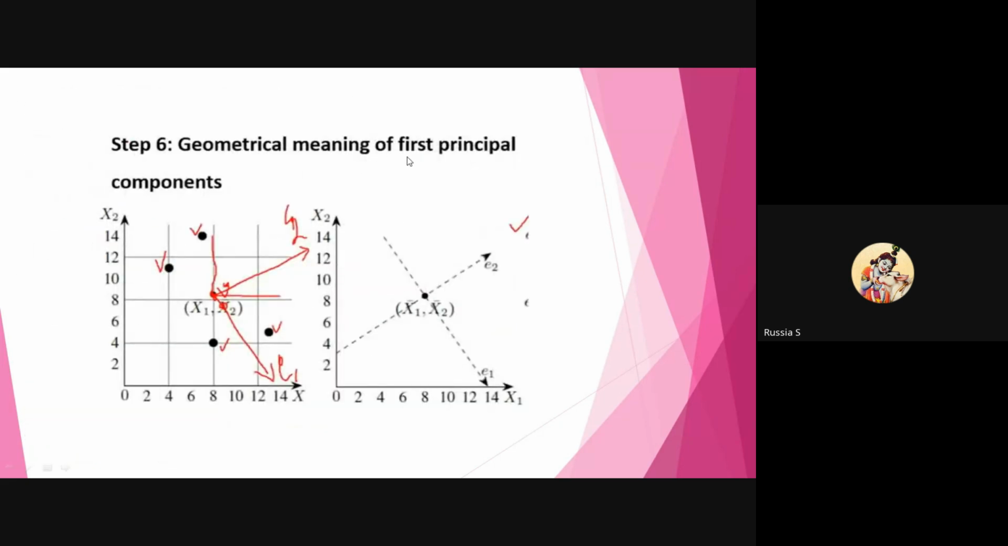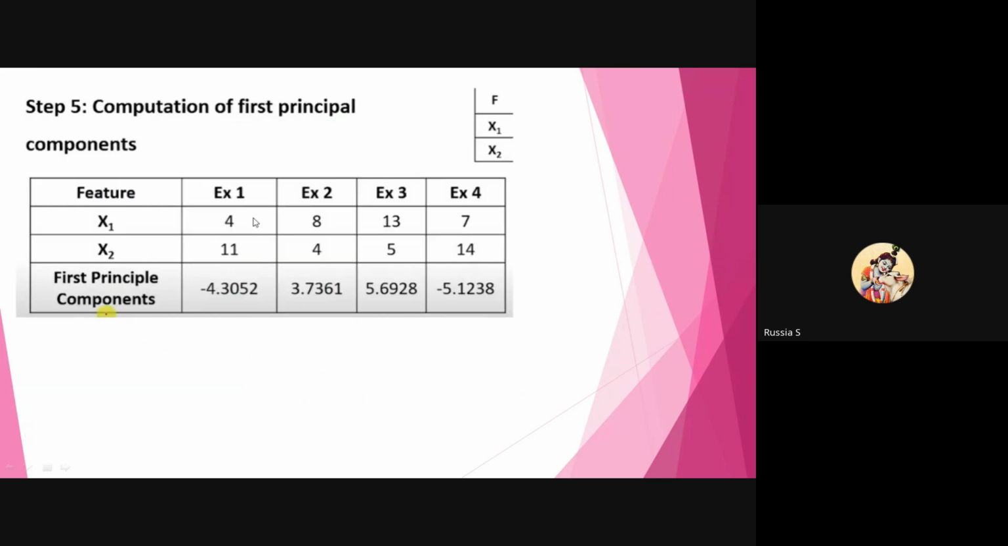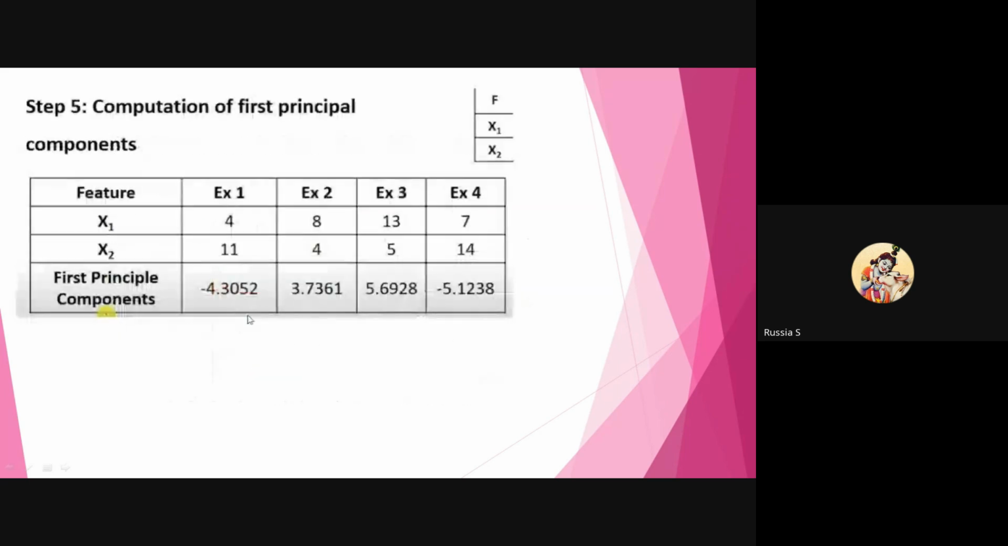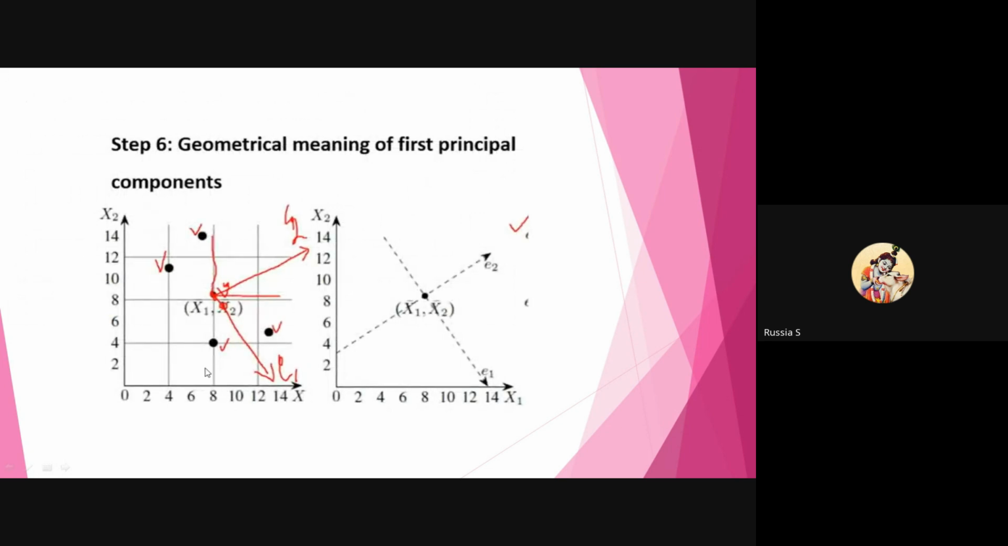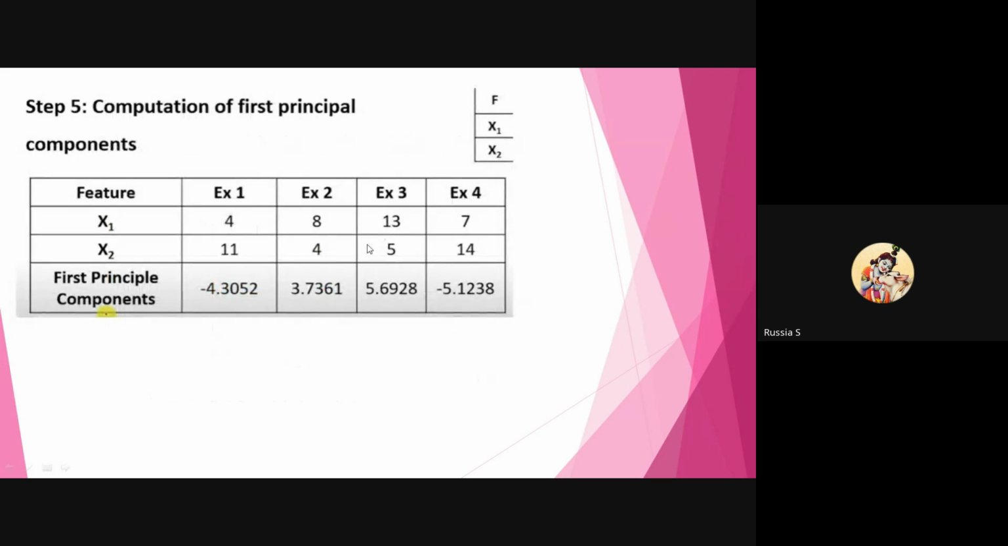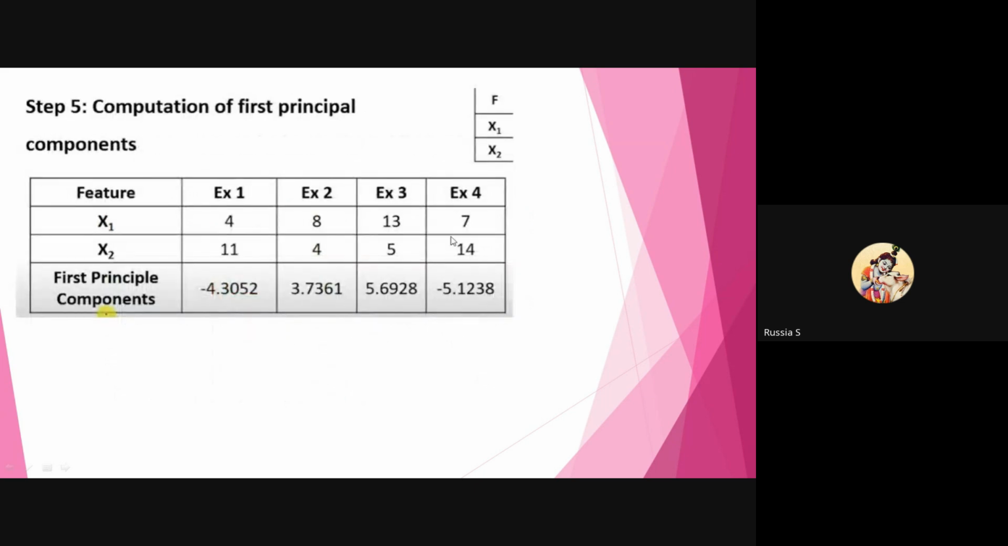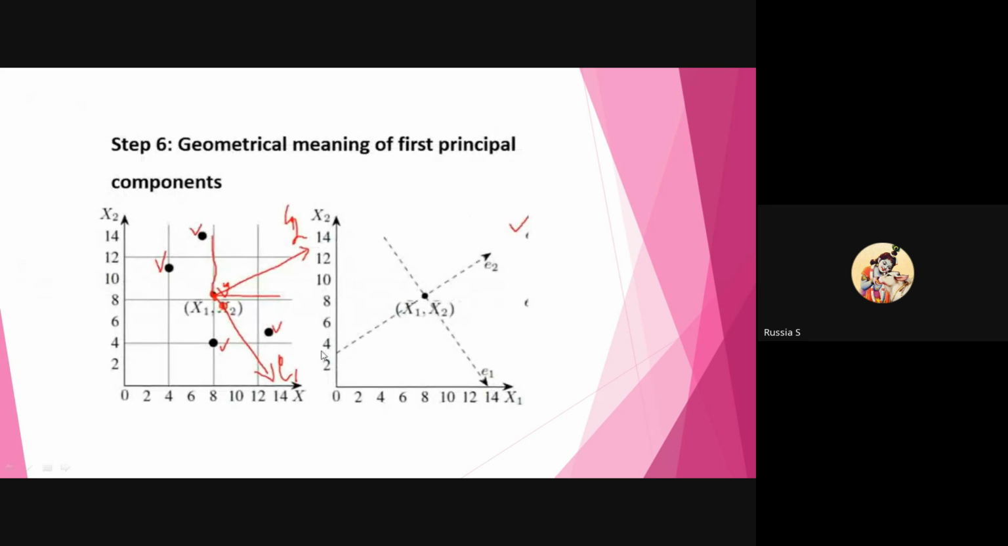So this is the geometrical meaning of the first principal components. This is the given data set. The first point is 4, 11, so 4, 11 is marked here. Then the second data, 8, 4. Likewise 13, 15, and then 7, 14. This is 7, 14.